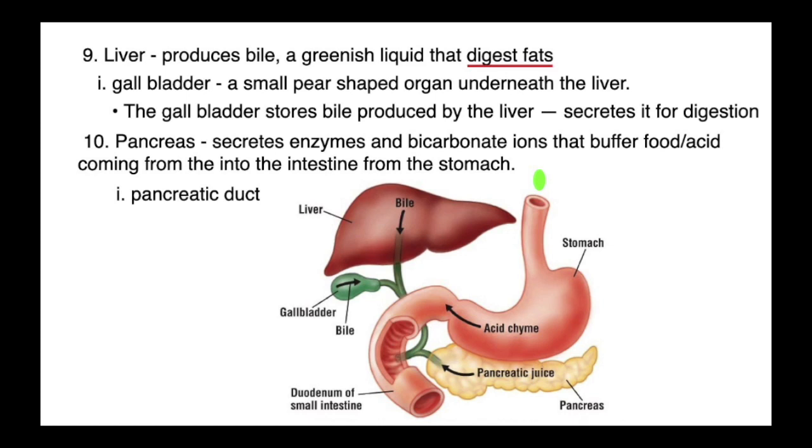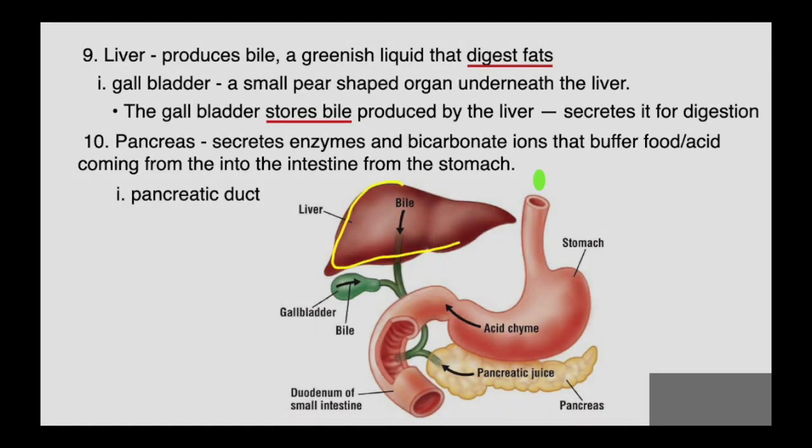Okay, we have a liver that produces bile, which is this green liquid that helps digest fats. We have a gallbladder, which is a small pear-shaped organ underneath the liver. The gallbladder stores bile produced by the liver and then secretes it for digestion. And then we also have a pancreas, which secretes enzymes and these things called bicarbonate ions that buffer food and acid coming from the, I got a spelling mistake there, into the intestine from the stomach. Okay, so let's fix that.